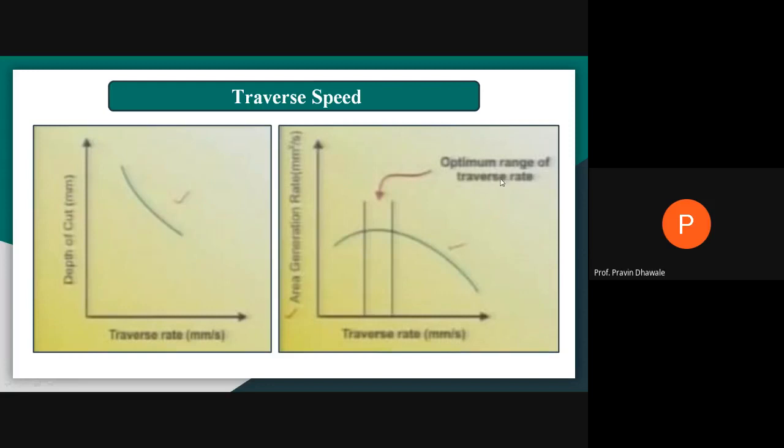Also there will be an optimum range of transfer rate, right? It will be shown by this diagram, and there will be an increase in area generation. Area generation rate increases, and it is shown on the y-axis. What this diagram indicates is, as we go on increasing the transfer rate, definitely the depth of cut will go on decreasing, but area generation rate increases up to a certain level with increase in transfer rate.